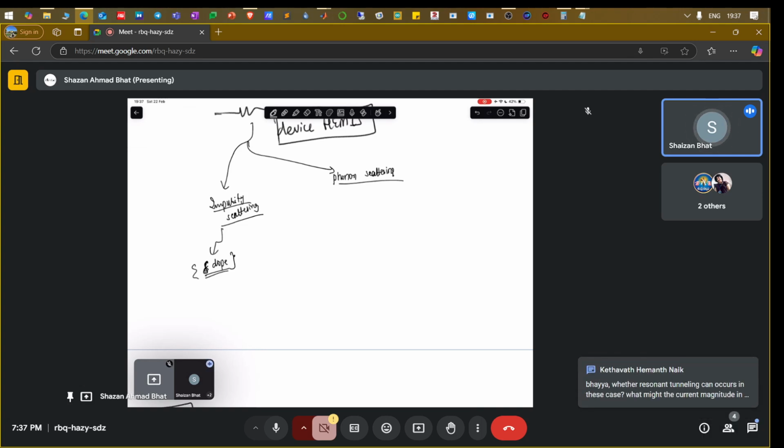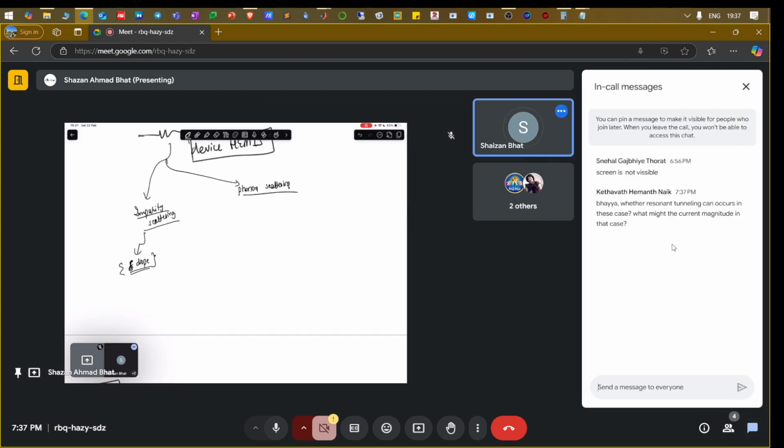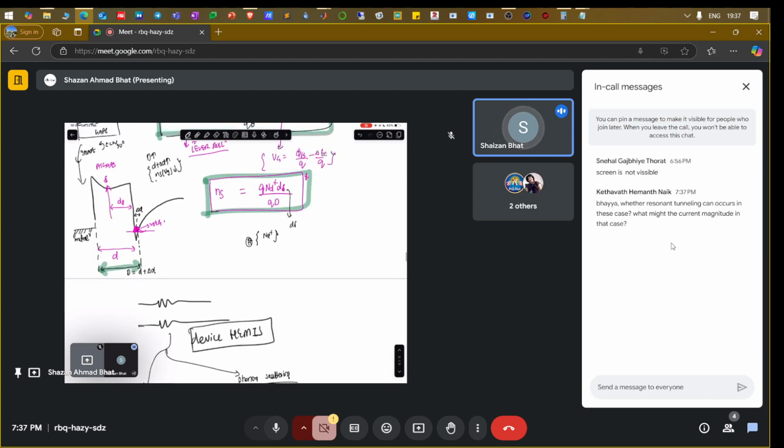Whether resonant tunneling can occur in this case, what might be the current magnitude. Okay, what is the question? Let me just read your question. Whether resonant tunneling can occur in these cases, what might be the current magnitude in that case? Resonant tunneling. Okay, where can resonant tunneling happen?